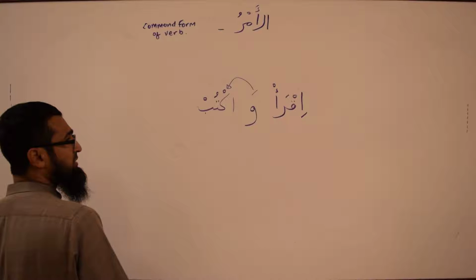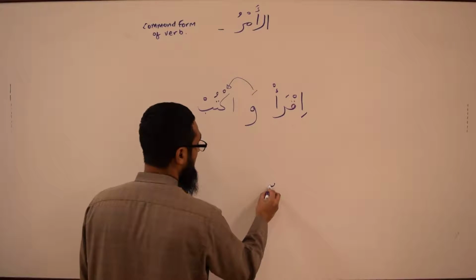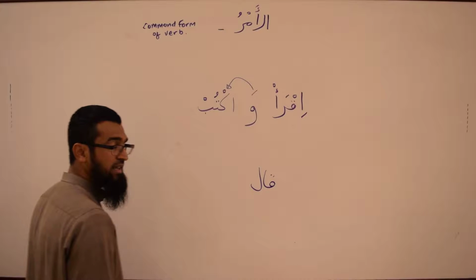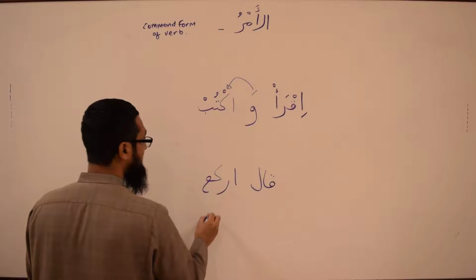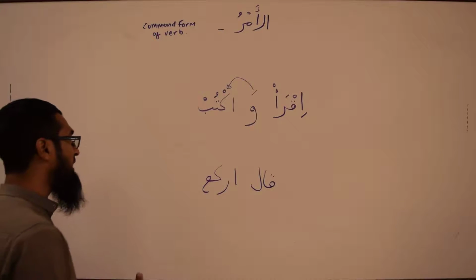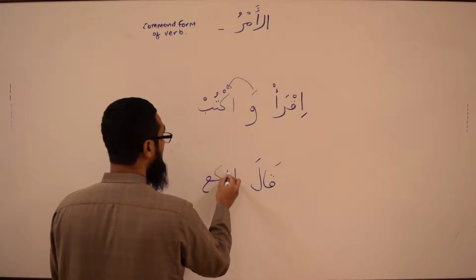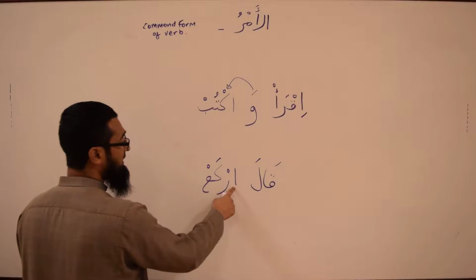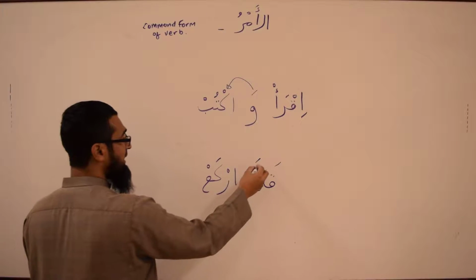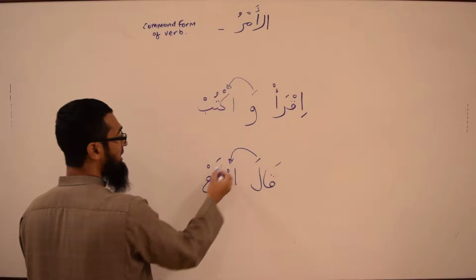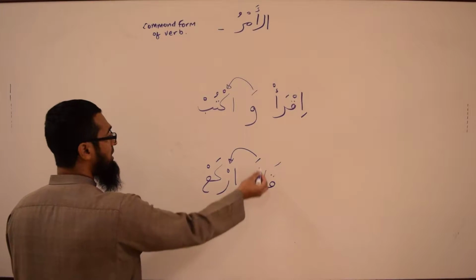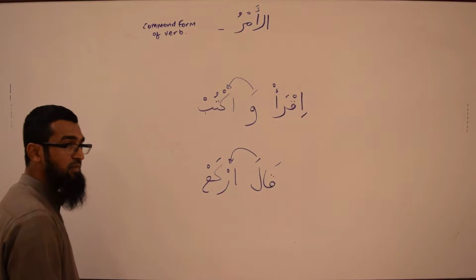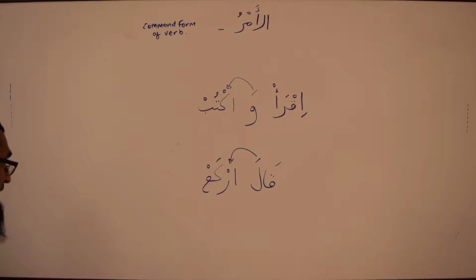If you wanted to say, for instance, qala, meaning he said, qala irka', he said to make ruku'. Qala irka', right? So qala, you're not going to pronounce the hamzatul wasl. So you would just say qala irka'. We skip the hamzatul wasl pronunciation of it. Okay. So that's something that we need to pay attention to.